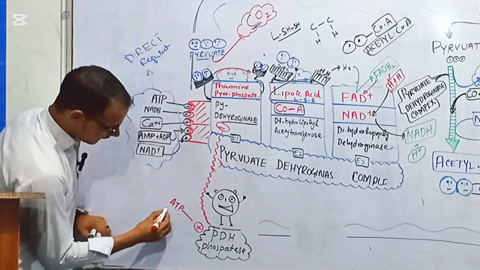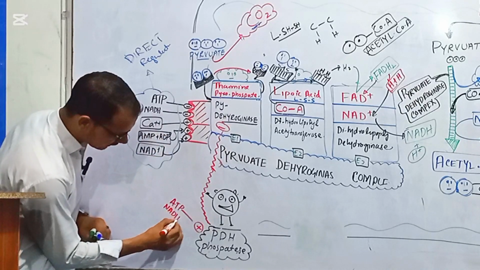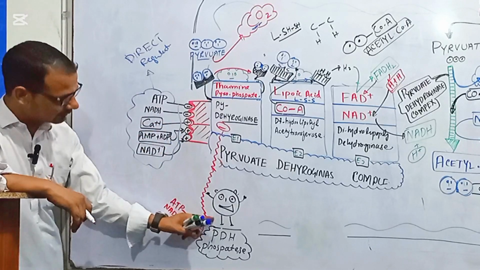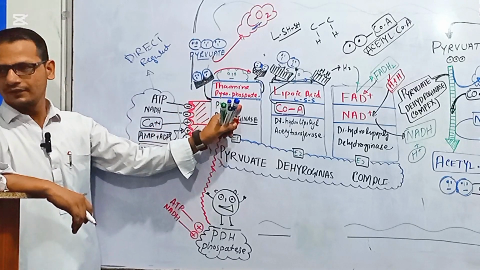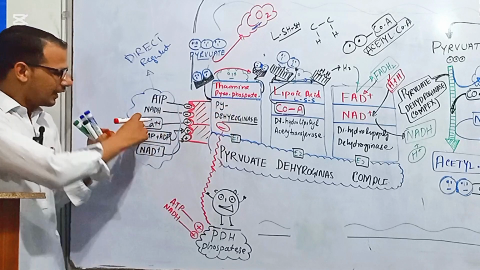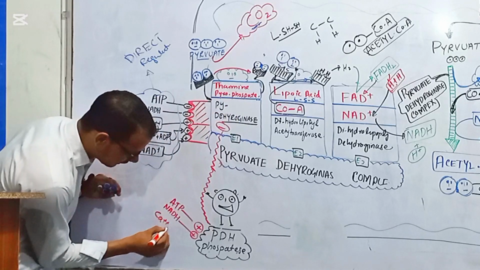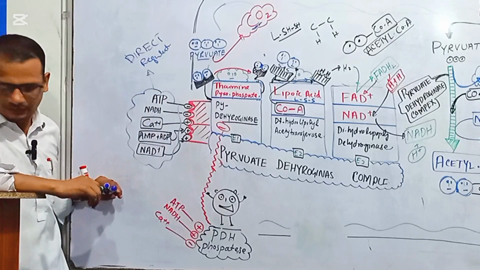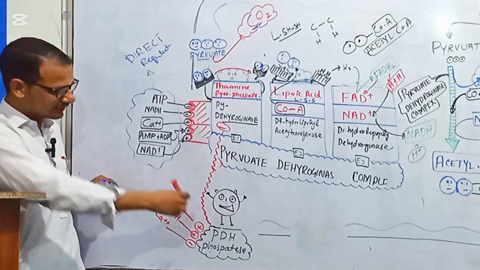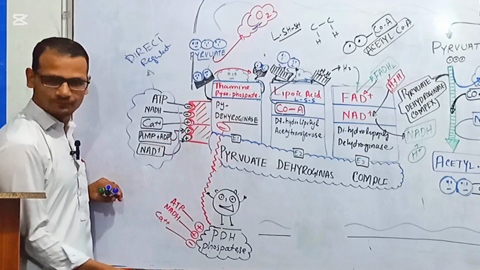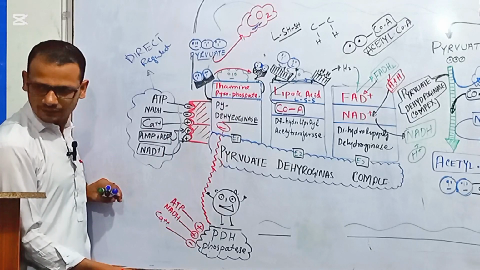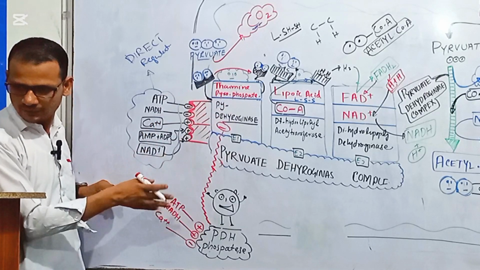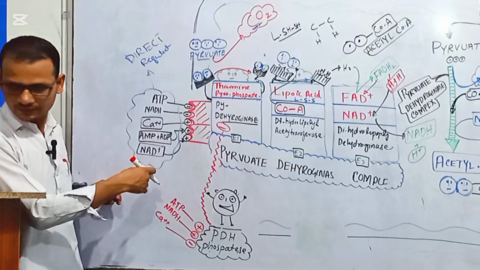ATP will activate this enzyme, and when this enzyme is activated, it will inhibit the other enzyme indirectly, right? And when NADH increases, it will also activate this enzyme, and when this enzyme is activated, it will inhibit this enzyme, right? When calcium increases, it will inhibit this enzyme, and when this enzyme is inhibited, it will regulate this enzyme, right? All the things are opposite here, because this is indirect regulation, right?